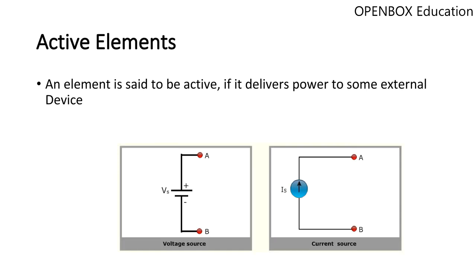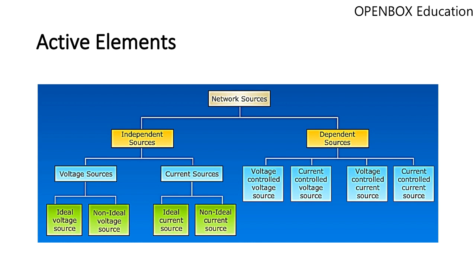Network elements classification. Active elements. An element is said to be active if it delivers power to some external device. Example, voltage and current sources. The figures given below are active elements. Active elements. Voltage and current sources.